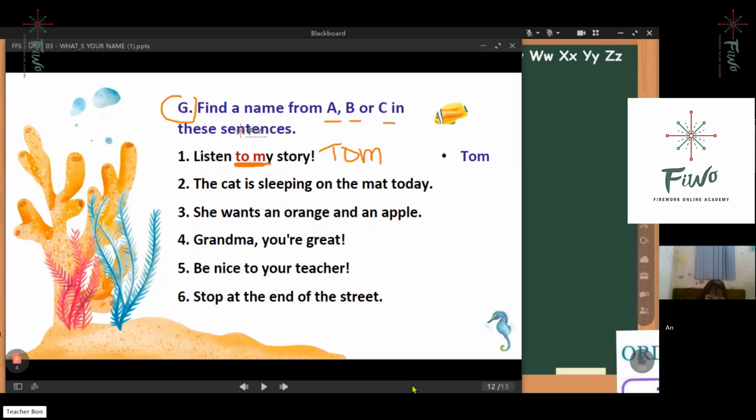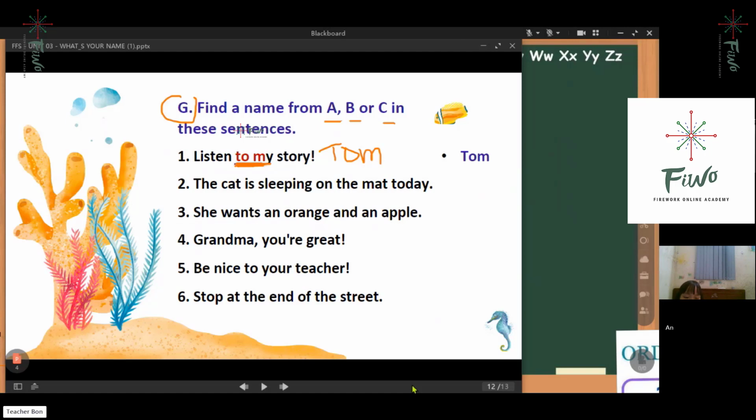Number five. Be nice to your teacher. Be nice to your teacher. What name can you make from it? What name of a boy can you make out of this sentence? Or what name can you find? Ben. It's Ben. Okay, correct.